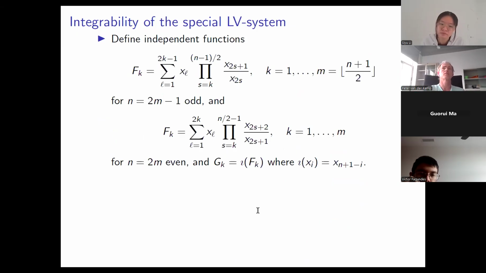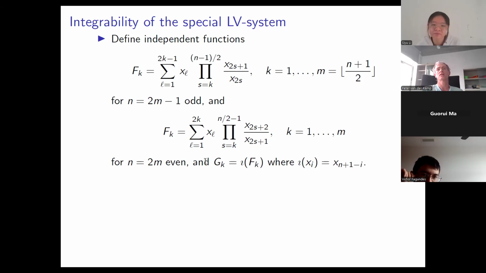Here are some details on the integrability of the special system, taken from that paper of 2014. We have these integrals. Here is basically a sum of the variables. I will later introduce some notation for that. This is just the sum of the variables. And here is an alternating product of the variables. And this is just one function times another function. It turns out that this function is an integral for that special LV system. This is for the case when n is odd, and we have a similar but slightly different expression when n is even.